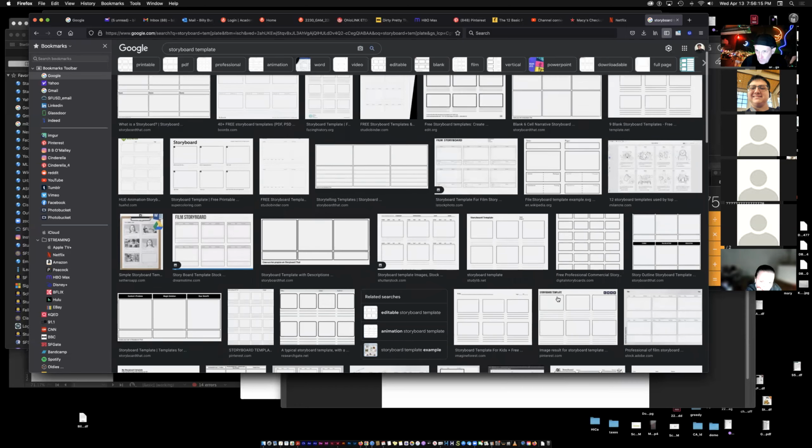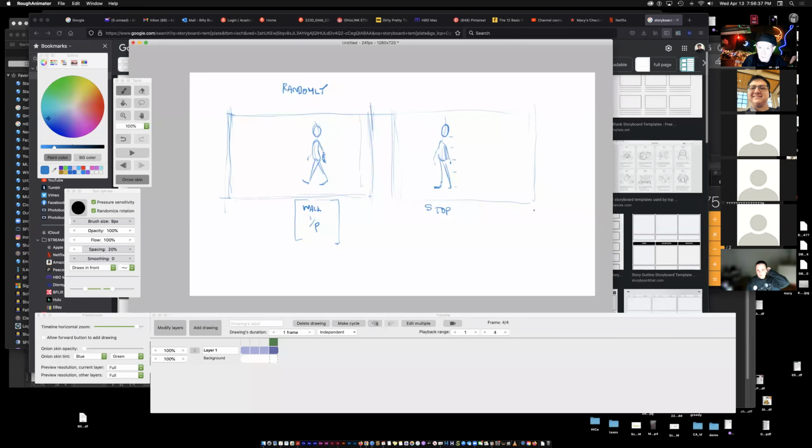And in my storyboard class, I'm very passionate about making sure that you don't ever click on one of these storyboard templates for thumbnails, because it affects the way you draw, and it affects the way you pose out your character. All right, so that was just us thinking ahead, now let's think backwards just a little bit.